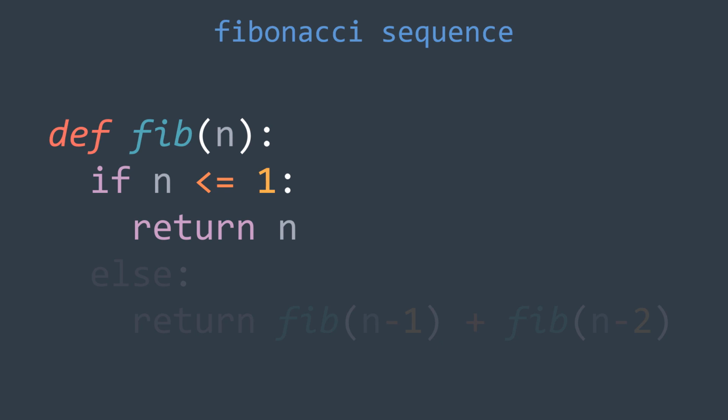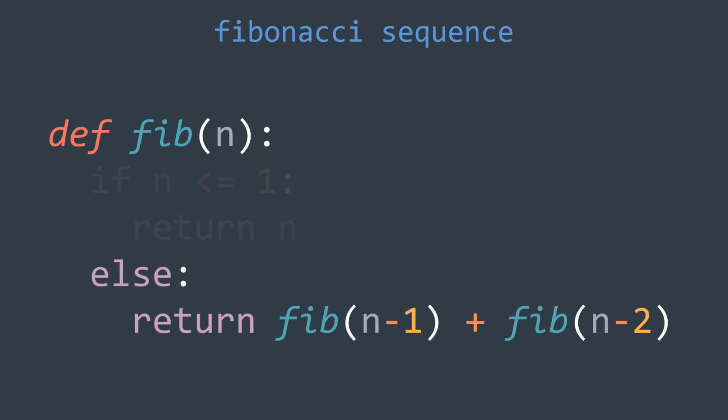Else, we have the recursive case. We know that Fibonacci of n is just the sum of the two previous terms, so we return fib of n minus 1 plus fib of n minus 2. That's it. Note that this recursive implementation of the Fibonacci sequence is slow. We'll see the reason behind it and a better one later in the course.